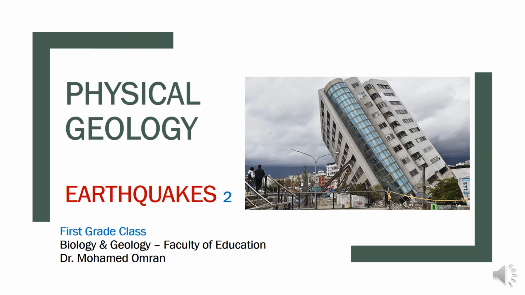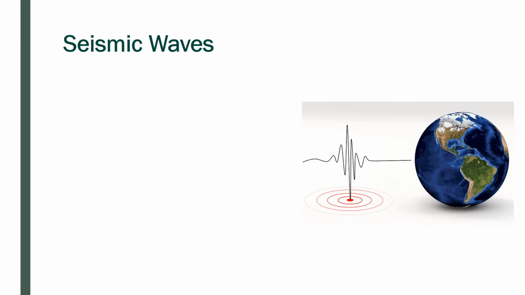This is the second part of our lecture about earthquakes. We will be talking today about the seismic waves and their types. We have two major types of seismic waves called body waves and surface waves.